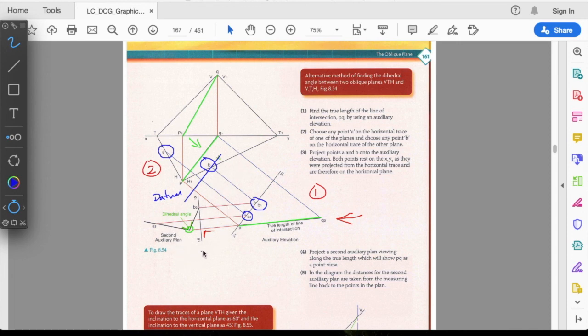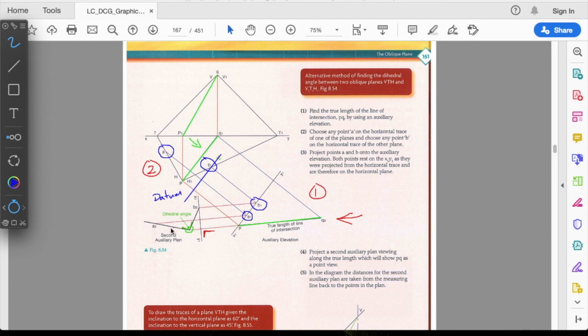So with that, just a quick recap: for your dihedral angle, you are going to find your line of intersection first. You're then going to find the true length of that line of intersection, using your first auxiliary, where your x and y line is parallel to the line of intersection in your plan. And then you're going to look along that true length of the line of intersection to find it as a point, which then allows you to draw your 2 oblique planes in your auxiliary down here.